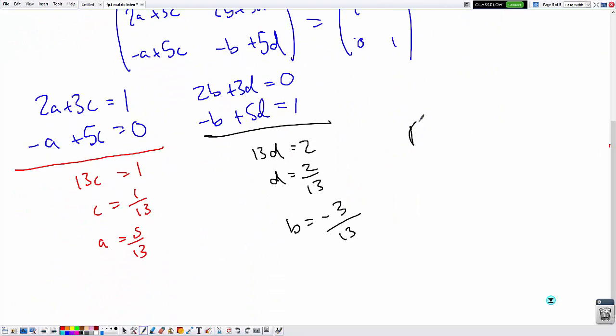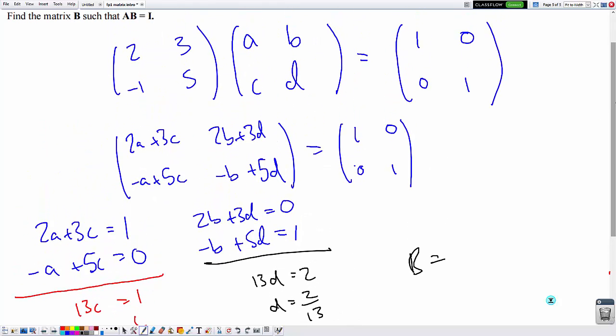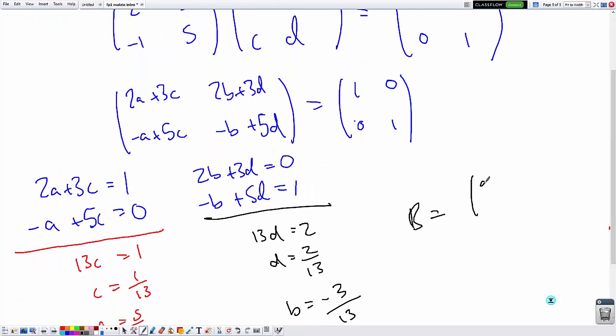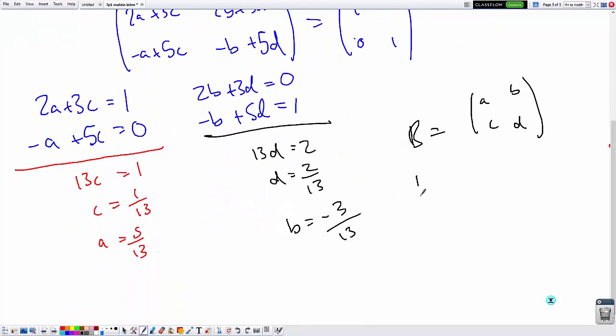So matrix B is, and notice we went a, b, c, d. So I'm doing this just so that I put them in the right place. We've done all the hard work. Now we just need to put them in the right place. So B is a, b, c, d. So B is actually equal to, well, a was 5 over 13, b was minus 3 over 13, c is 1 over 13, and d is 2 over 13.